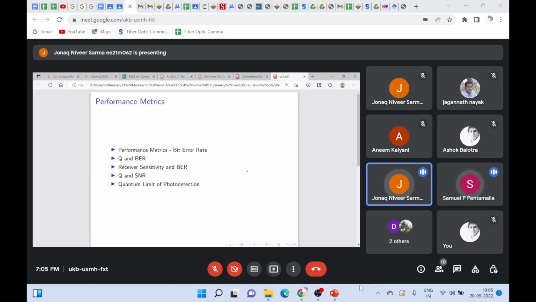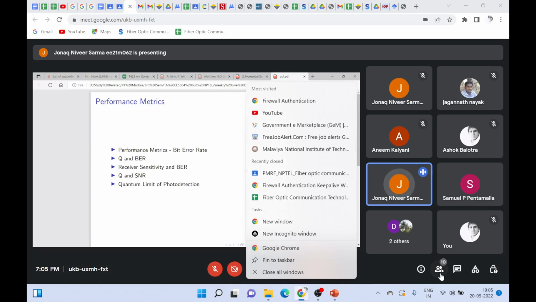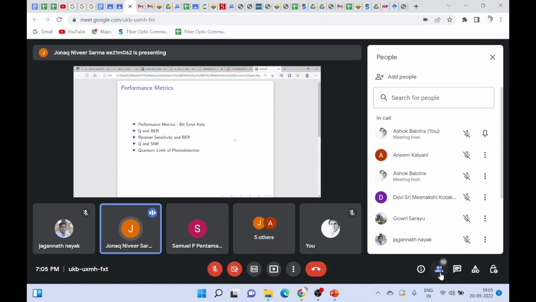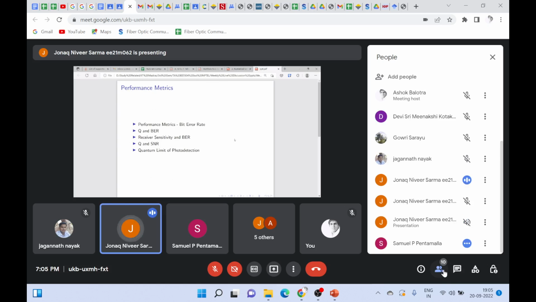This week had a lot of formulae, but I did not compile them, so you can screenshot. These will be used again next week. So this week we started with the performance metrics of a link that we have designed.